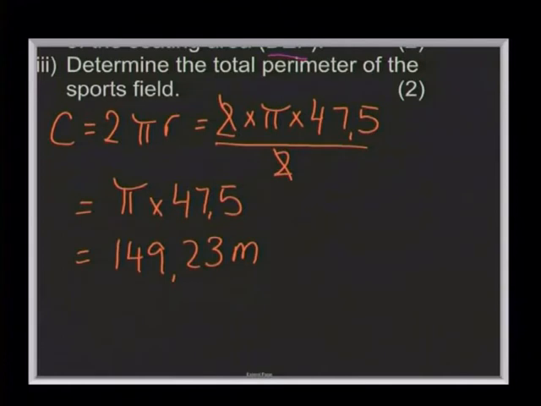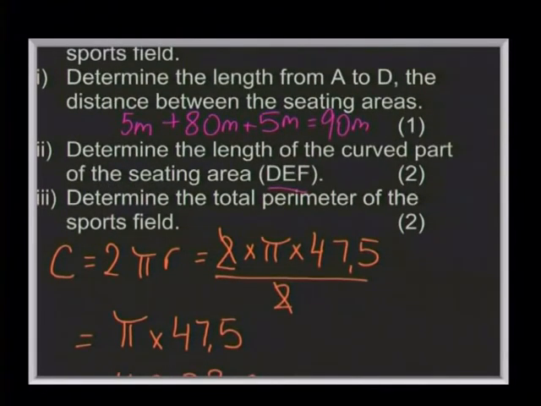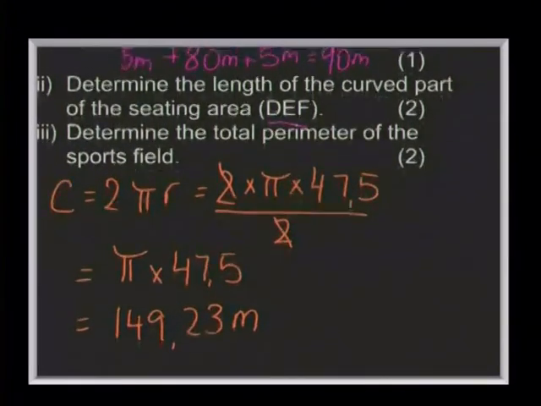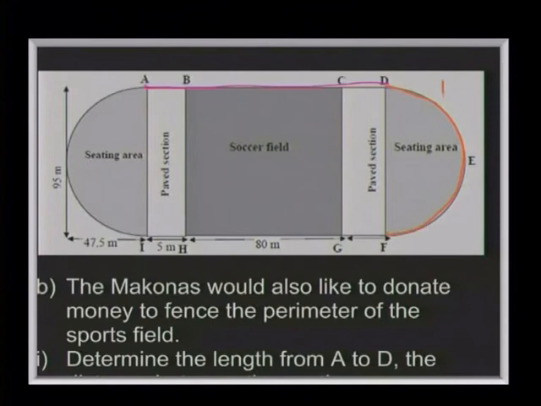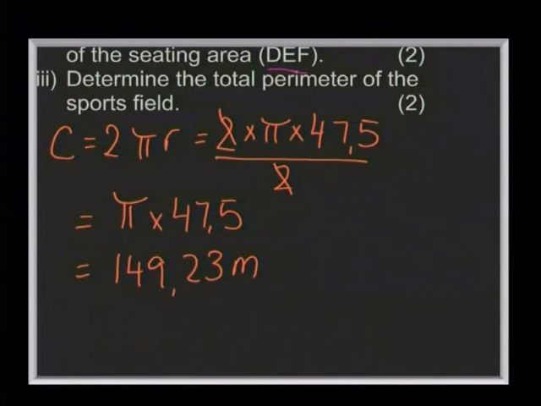Okay, and have we answered the question? Let's go back and just check. It says determine the length of the curved part of the seating area DEF. I've calculated that. I'm actually going to fill in that value, 149,23. I think it's going to help me in a moment. And this pink section, let's fill in that value, was 90 meters. Right, let's move on to the third part of the question. It now says determine the total perimeter of the sports field.